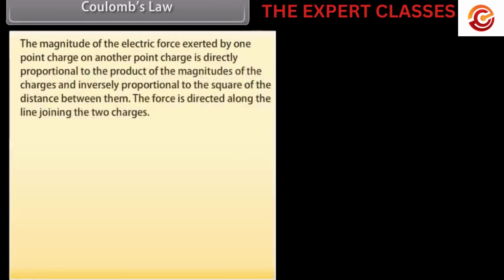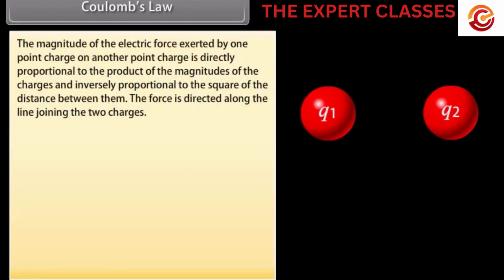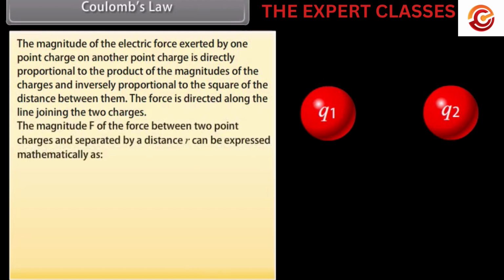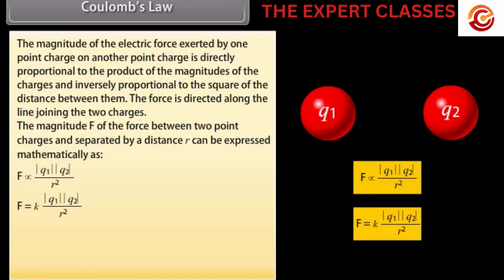Coulomb's law. The magnitude of the electric force exerted by one point charge on another point charge is directly proportional to the product of the magnitudes of the charges and inversely proportional to the square of the distance between them. The force is directed along the line joining the two charges. The magnitude F of the force between 2 point charges Q1 and Q2 separated by a distance r can be expressed mathematically as F = K |Q1| |Q2| / r². Here, K is a constant of proportionality.